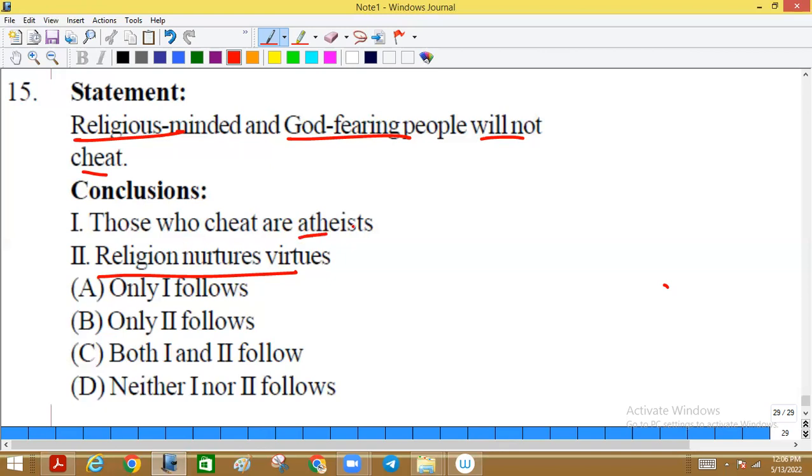Those who cheat are atheists. Atheist means who don't believe in God. There are three types of people. Those who believe in God are called theists. Those who will not believe in God, atheists. There are some persons in between. Those who believe and will not believe. Those are called agnostics.